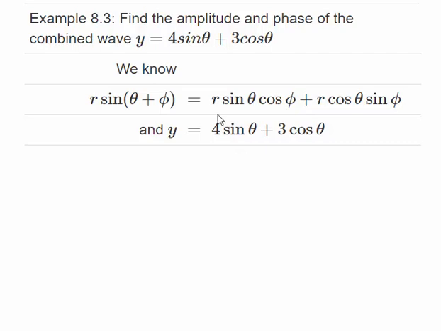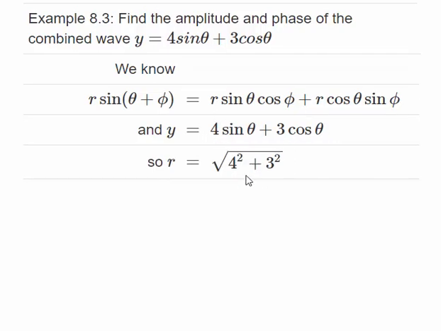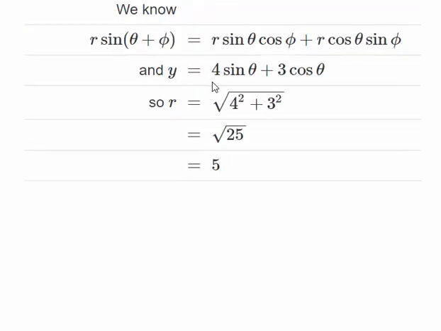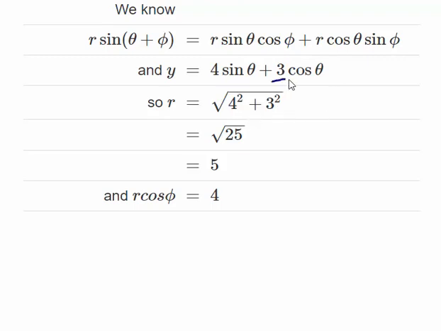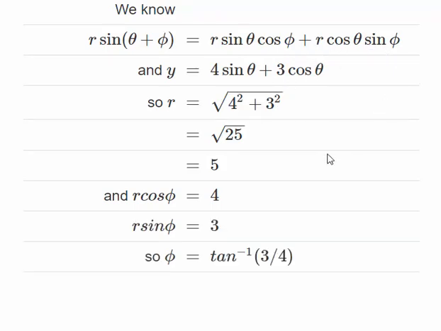So first of all we can calculate r, which is going to be the square root of 4 squared plus 3 squared. 4 squared is 16, 3 squared is 9, 16 plus 9 is 25, and the square root of 25 is 5. So we've got 4 is equal to r cos phi, and we've got 3 is equal to r sin phi. So that means phi is equal to the arctangent of 3 over 4.